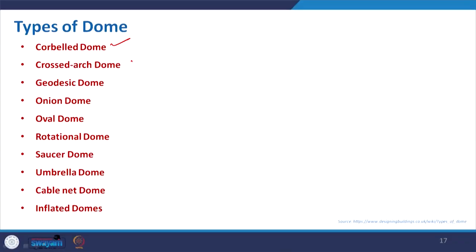So, it started with the corbelled roof, the crossed arch dome, which is also like the ribbed vault that we discussed, the geodesic dome, onion dome, oval dome, rotational dome, saucer dome, which is really interesting, umbrella dome, cable net dome, and inflated domes. So, what exactly they are and how to really remember them? I will try to relate them with the terminology and the vaults.